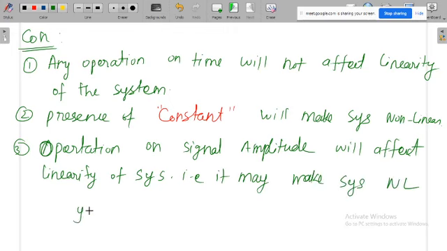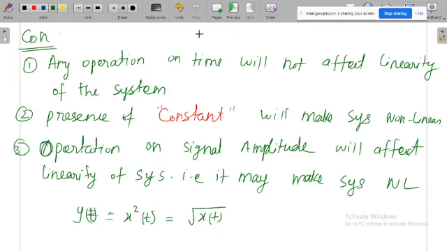So what is the example? Suppose y of t is equal to x square of t, so you are applying square to the amplitude. That's why this will become non-linear. Or otherwise, if you are writing square root of x of t, you are taking the square root of the amplitude. So you are applying an operation on signal amplitude, then that will affect the linearity of the system, and that too square root, square and all, definitely non-linear. So it may make the system non-linear.